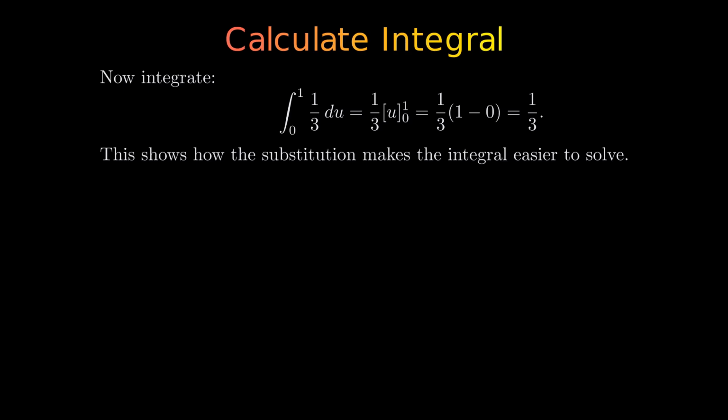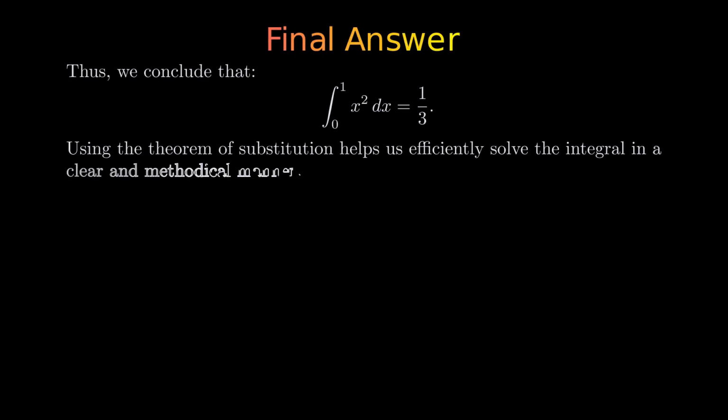Once we assign this new variable, we find a new differential relationship between u and x. Specifically, when we differentiate our substitution, we discover that du is equal to 3 times x squared multiplied by dx. This redefinition effectively transforms our original integral into a much simpler form involving the variable u.